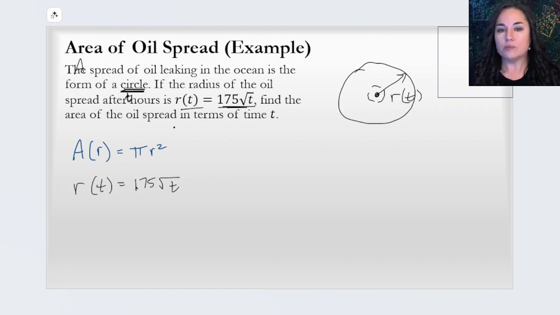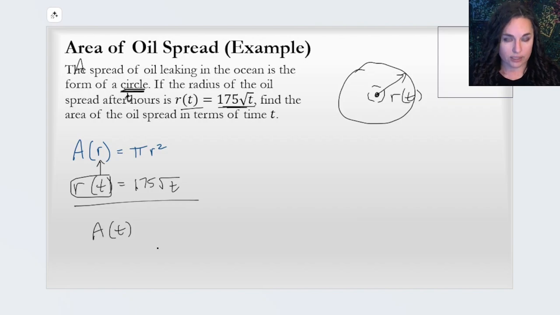All right, and I picked this problem because here's the parabolic term, right? It's going to increase as r squared. So if I take r of t and put it into A of r, I'm going to get an expression for an area as a function of time. So I'm going to take my area equation, pi times r squared, and wherever I see r, I'm going to put 175 times the square root of t.